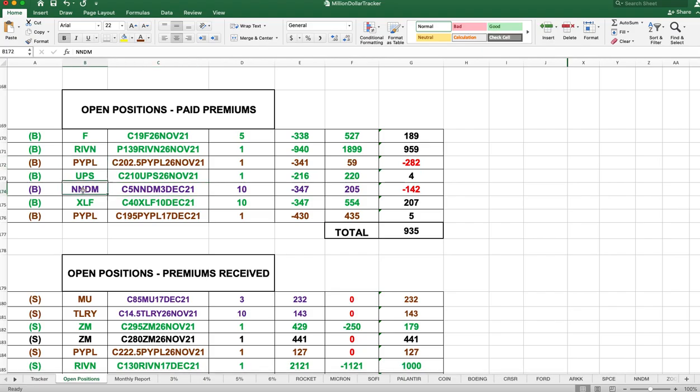All right, here's our position in Nano Dimension. Like I stated, I paid $347 for 10 options, even though right now you can pick them up for about $200 for the same option. So far, my position is down $142. Remember, when you buy an option, the most you can risk is the money that you paid for the option. Just keep that in mind. So all I'm risking is $347 in the position. That's all the positions that I have in Nano Dimension.